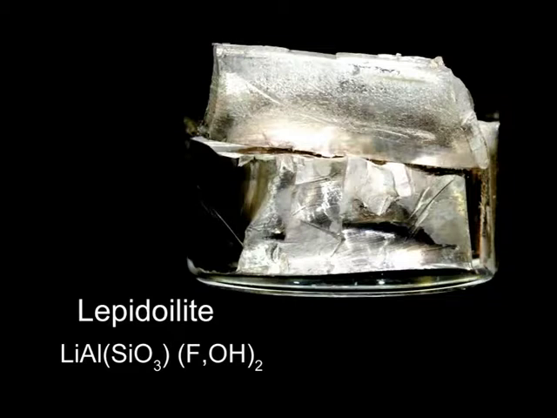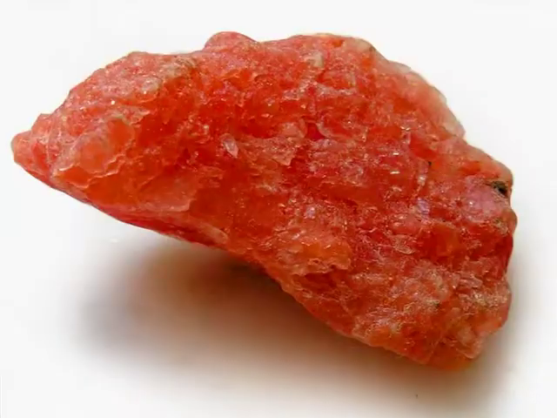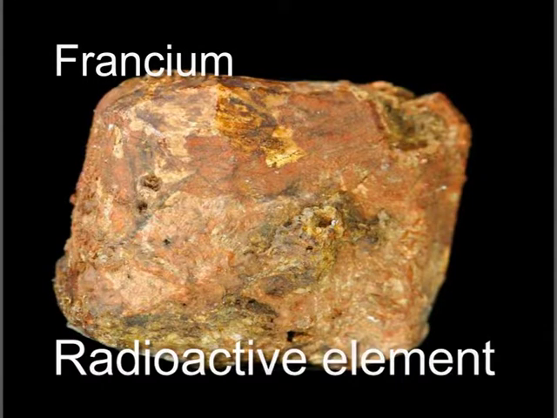LiAlSiO3FOH whole twice. Sodium. Sodium is the seventh most abundant element on the Earth's surface. It exists as sodium chloride. Potassium. Potassium mostly occurs in the form of potassium chloride. It remains present not only in the seawater but also as a mineral known as sylvite on the Earth's crust. Francium. Francium is a radioactive element with a very small life period of about 21 minutes and is one of the rarest elements on the Earth's surface.